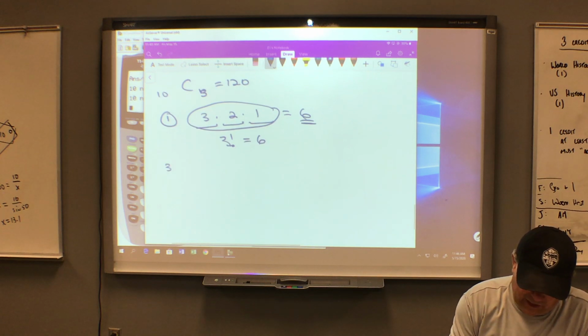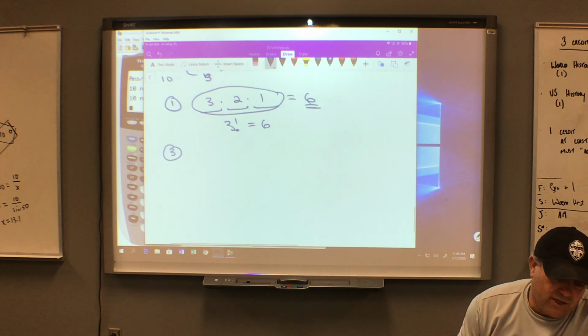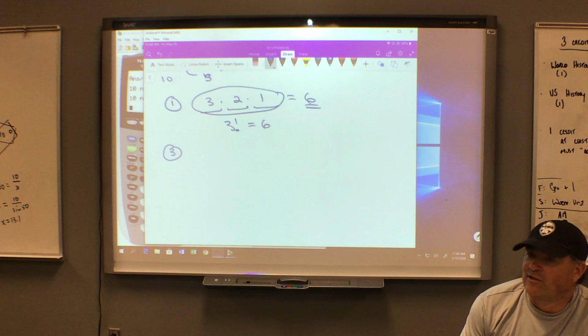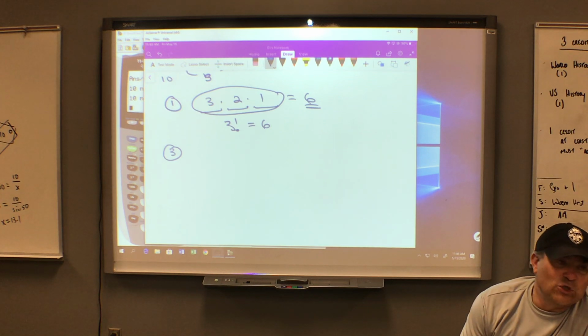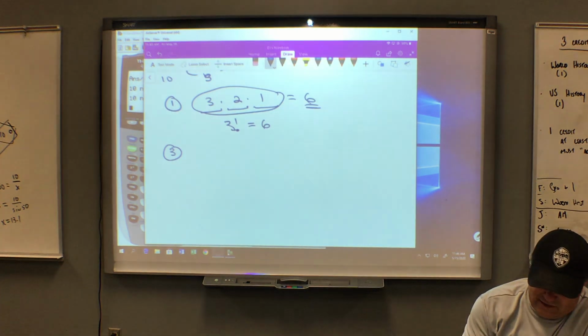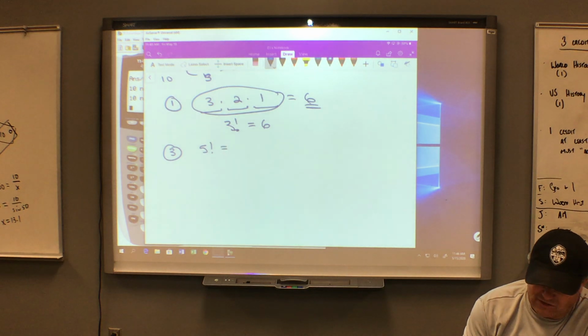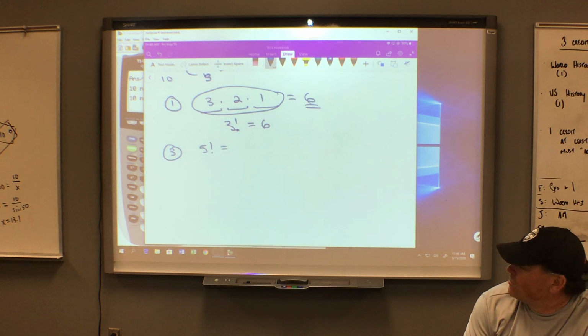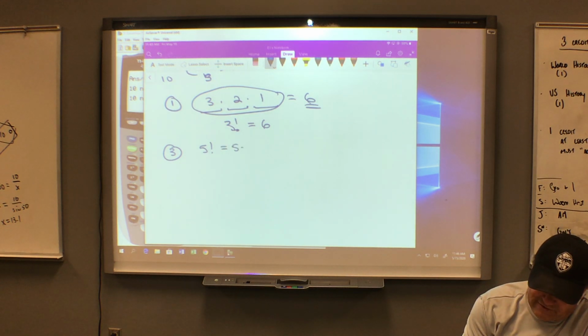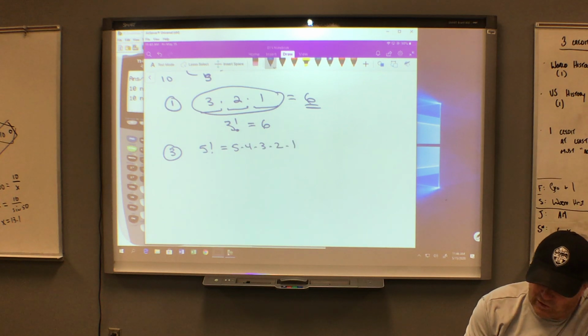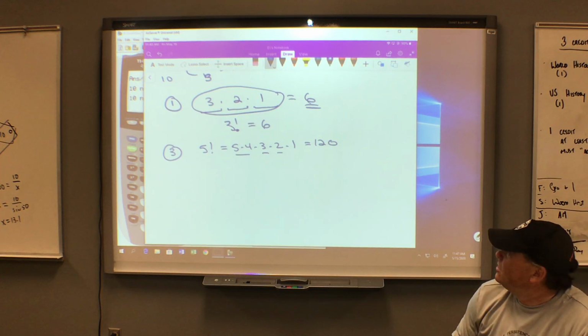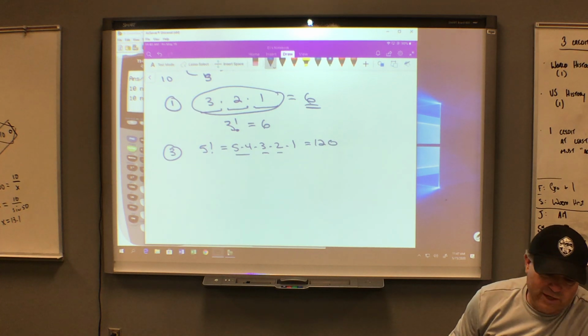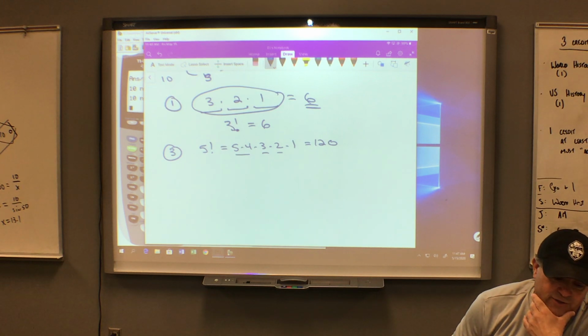Okay, moving on, let's look at number 3. Arrange 5 books from left to right on a bookshelf. Okay, so, all right, you have 5 factorial. I'm just going to go 5 times 4 times 3 times 2 times 1. 20 times 3 is 60 times 2. There's 120 different ways that I could go about doing that. Okay?